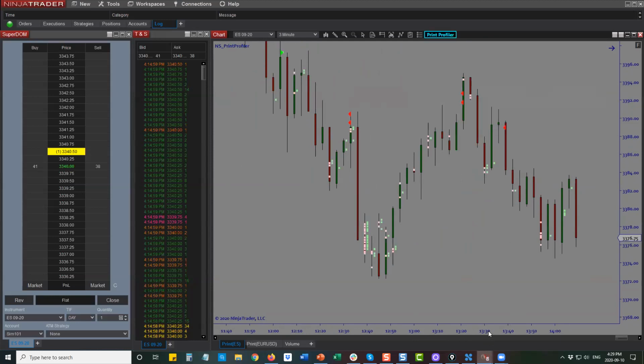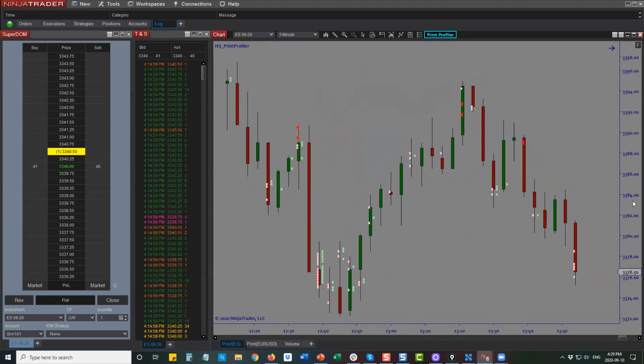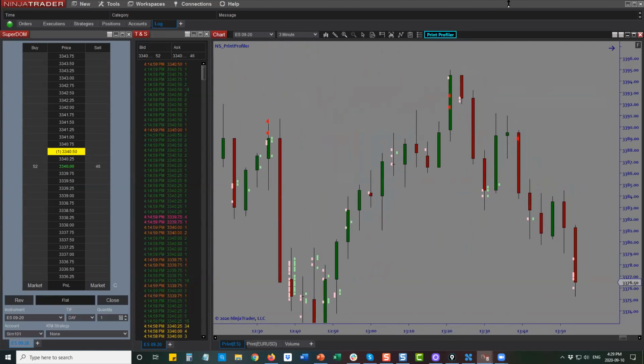Now let's talk a little bit about some added punch. Let's put a little bit of brandy in the punch. See this little pink thing here? I have it smaller. I'll make the candles a bit wider.